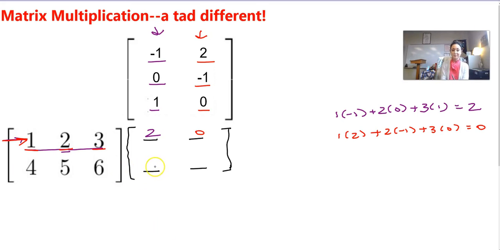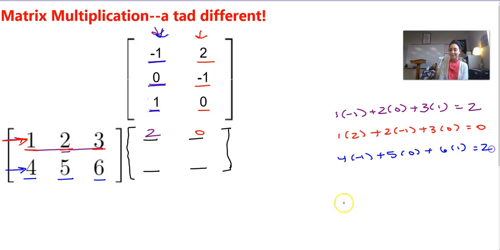All right, let's look at this element. This is from the second row, first column. So just look at where it's coming from. This row, this column. Start on the outside, work your way in. 4 times negative 1 plus 5 times 0 plus 6 times 1. So I'm getting negative 4 plus 0 plus 6. That's going to be positive 2 there.